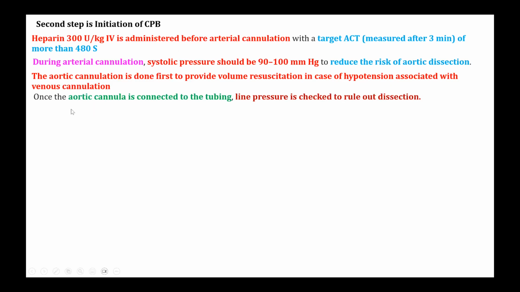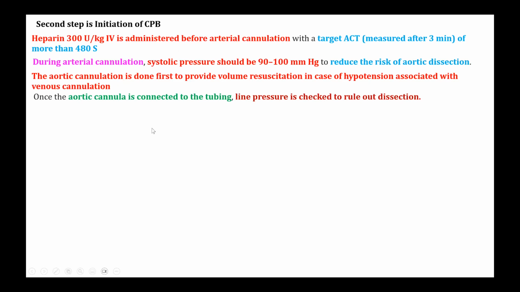Please remember that. While coming out also, they will remove all the other cannulae, and the aortic cannula will be last. The aortic cannula will be retained even until 70% of the protamine is in, and whatever pump blood is there in the reservoir will be given back. Once 80% of the protamine is in, then they will finally remove the aortic cannula. The aortic cannula is connected to the tubing, and line pressure is checked to rule out dissection.